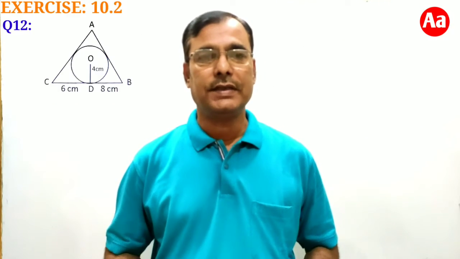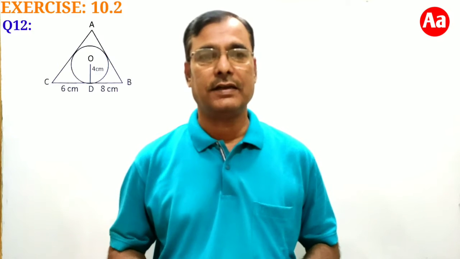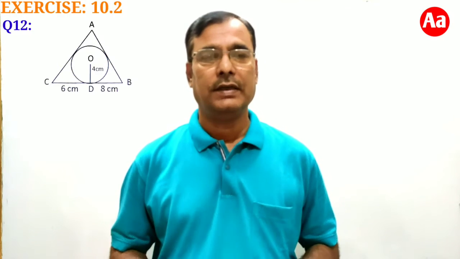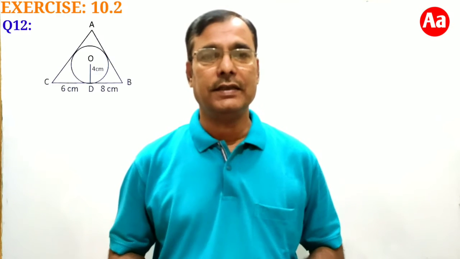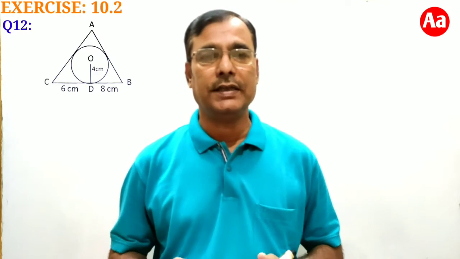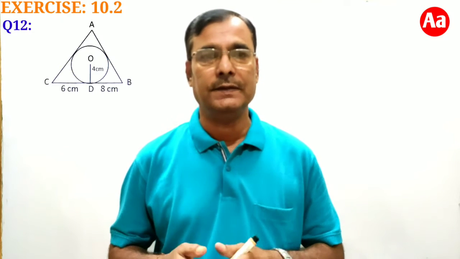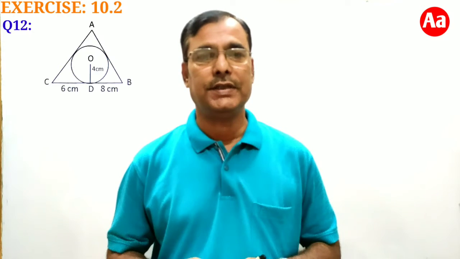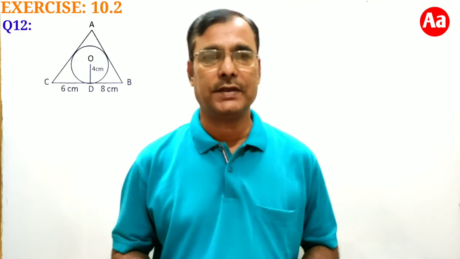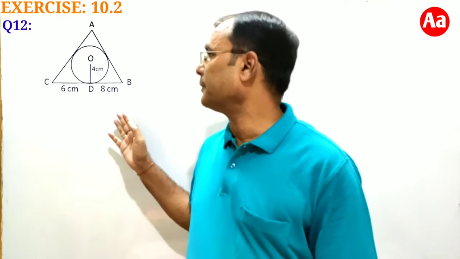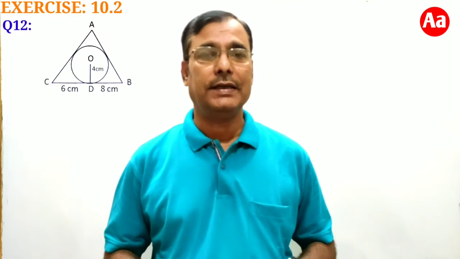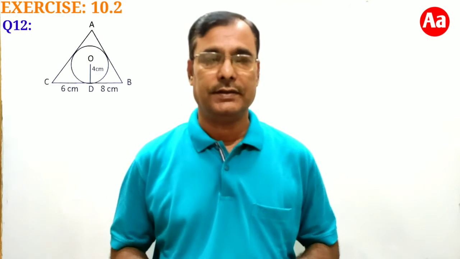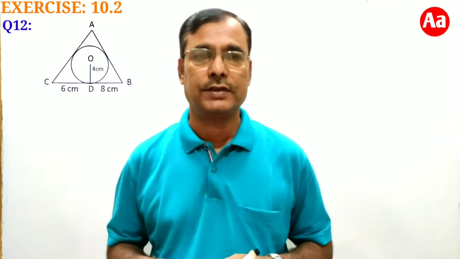Question number 12. A triangle ABC circumscribes a circle of radius 4 cm such that segments BD and DC, into which BC is divided by the point of contact D, are of length 8 cm and 6 cm respectively, as shown in this figure. Find the sides AB and AC of triangle ABC. We are going to solve this question.